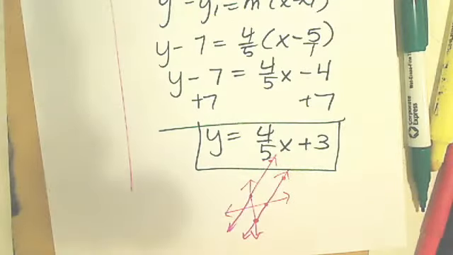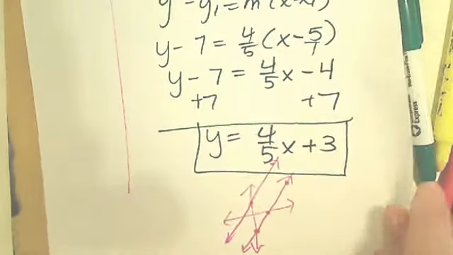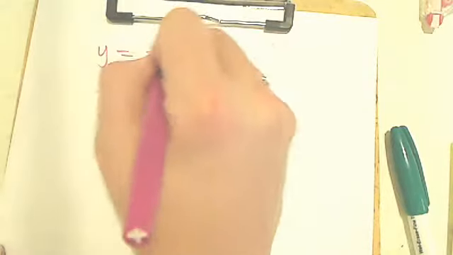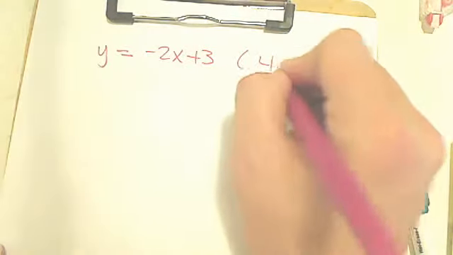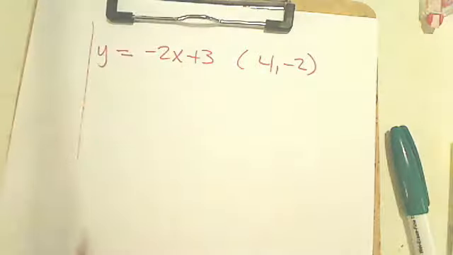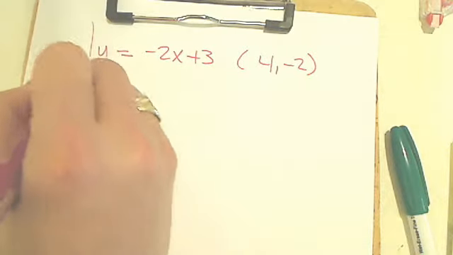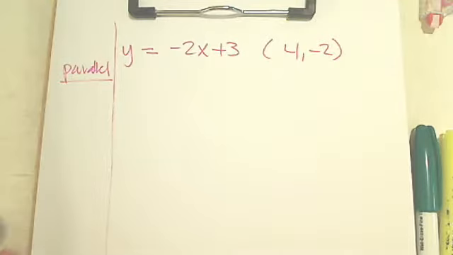Questions on how I got the first equation, the second equation? Okay. Here's one to do yourself. Completely by yourself. Y equals -2x plus 3. Find the other equation that goes through 4, -2, parallel slope. It will always tell you what you're finding. It will always say, find parallel, find perpendicular. That will give you the equation.